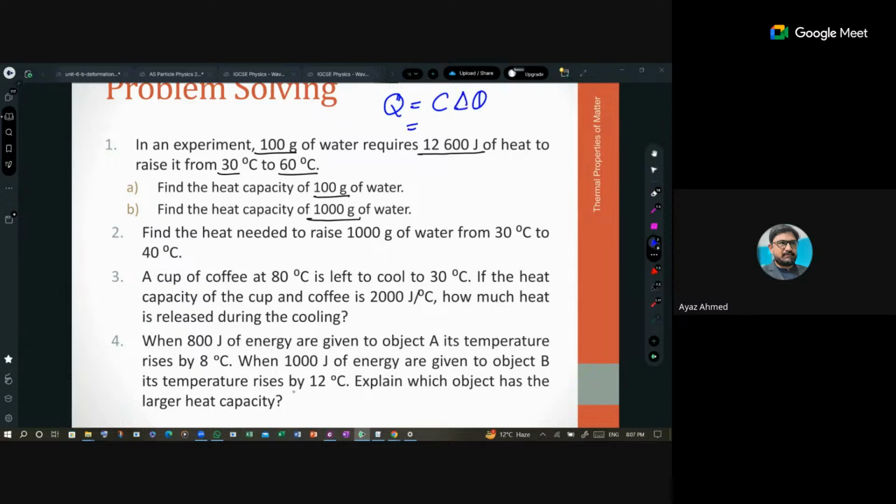C is required, so C equals Q divided by delta theta or delta T. Q is how much? 12600, the heat given. And what is the change in temperature? From 30 to 60, so 60 minus 30. What will you get? Do you have a calculator?